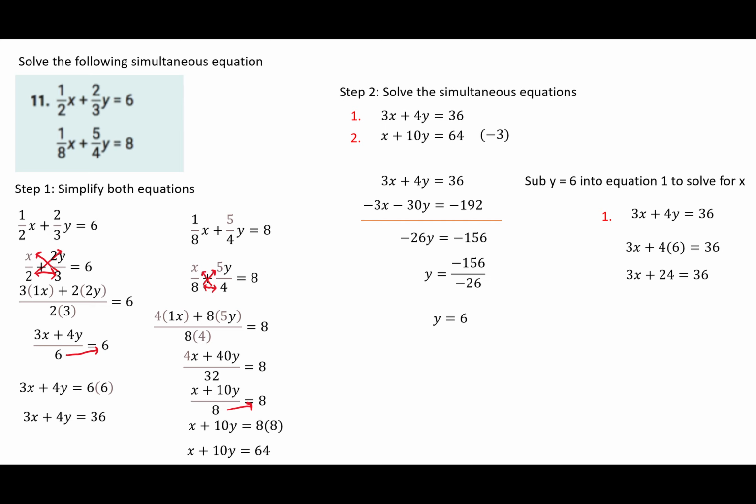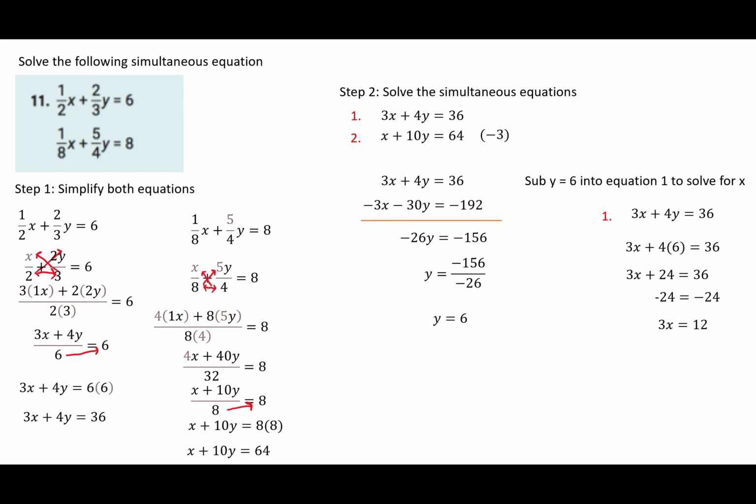We want to solve for our value of x, which means we want x on one side of the equation and all of our numbers on the other side. To move terms to the other side of an equation, you do the opposite. I want to move my plus 24 to the other side of my equal sign, so I'm going to subtract 24 from both sides. This leaves me with 3x is equal to 36 minus 24, which gives us 12.